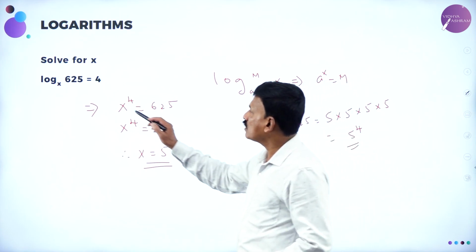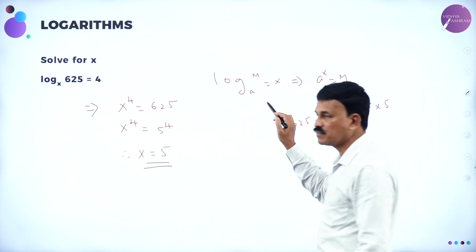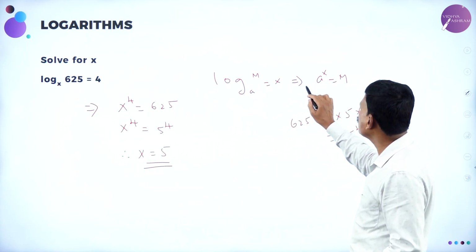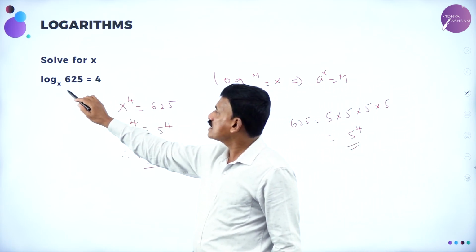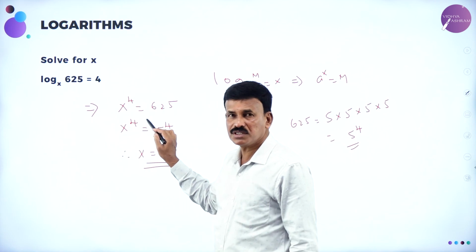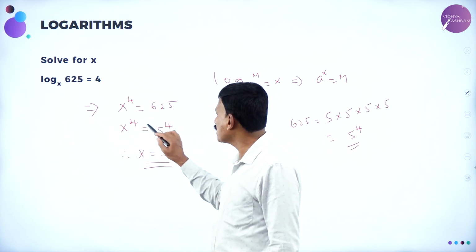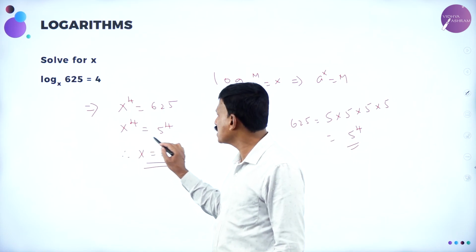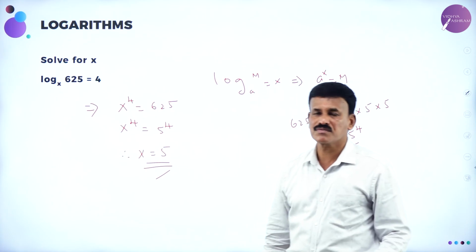See here, log of 625 to base x is equal to 4 means, according to the definition of logarithms, log m to base a is equal to x implies a to the power of x is equal to m. So this is base x to the power of 4 is equal to 625. 625 can be written as 5 to the power of 4. Whenever the powers are same, the bases are equal, here x is equal to 5. That's it. So x is equal to 5 is the required answer for this problem.